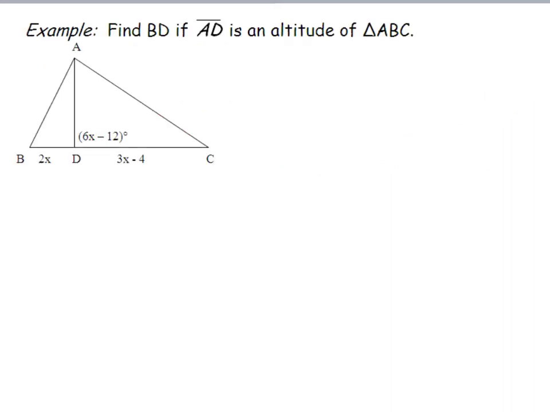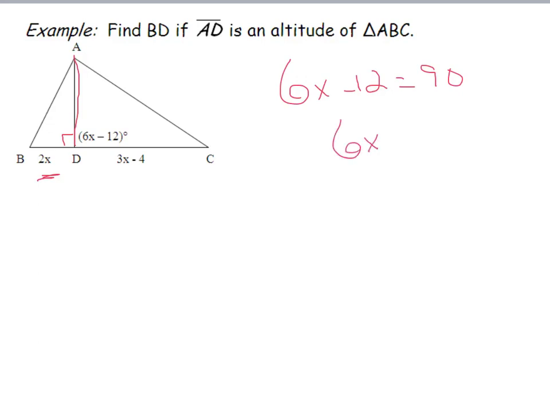So doing an example with this, last example you guys, it says I want you to find BD. BD is right here, 2x. Then they tell you that AD is the altitude of ABC. In order to find BD, I have to find x. So look at the picture. What do we know? If this is an altitude, you should know that it creates a 90-degree angle here. Right away, you should be able to see. If I set 6x minus 12 equal to 90, I can get my x. Go ahead and solve for x, come back, and we'll see if we get the same answer.